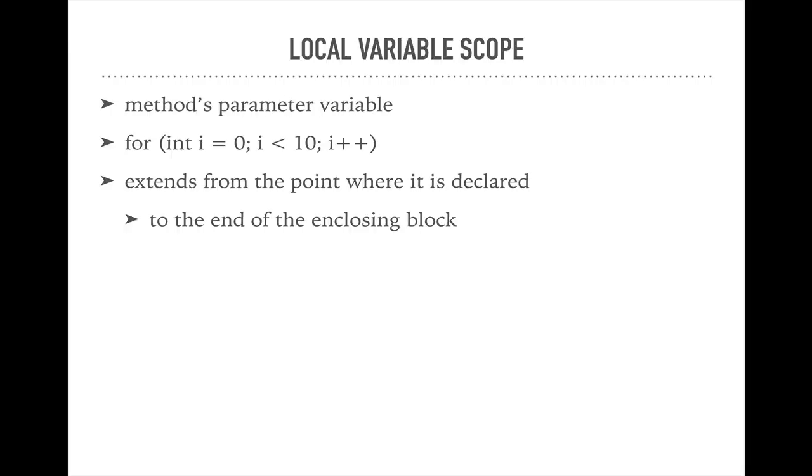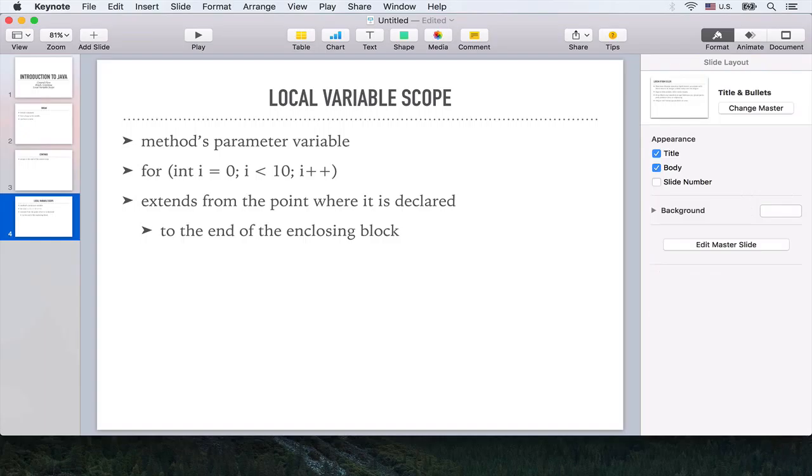And local variable scope. In a method, we have some parameter variables, and that parameter variable is valid only in the method. Or, for example, we have for int i equals 0, i smaller than 10, and i plus plus. The variable i here is a local variable, and it's only valid in the for loop. After the for loop, variable i does not exist, and we cannot do anything with it. So the local variable scope extends from the point where the variable is declared to the end of the enclosing block. So let's do some demo.